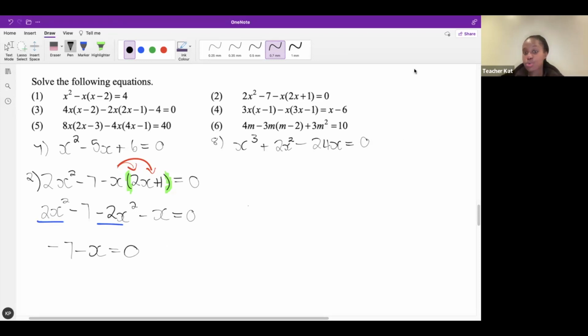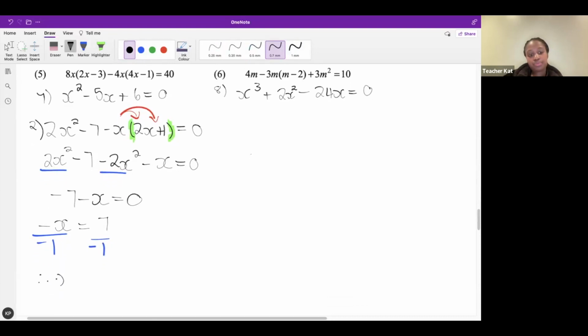If you move x, it's one step, but you guys want to move negative 7, so it's fine. So it's going to be negative x is equal to 0 plus 7, which is just 7. And what happens if I divide by negative 1? That's going to give me x is equal to negative 7.